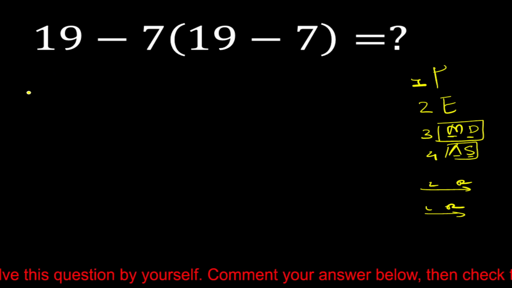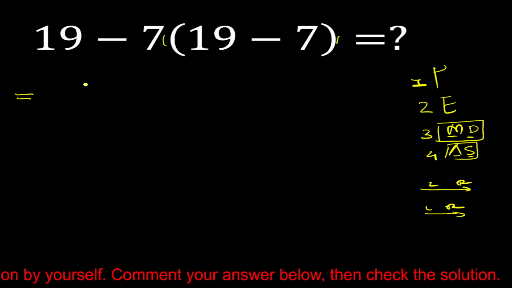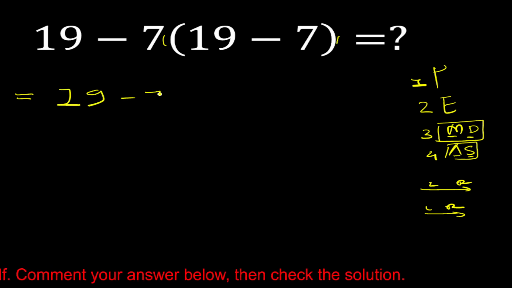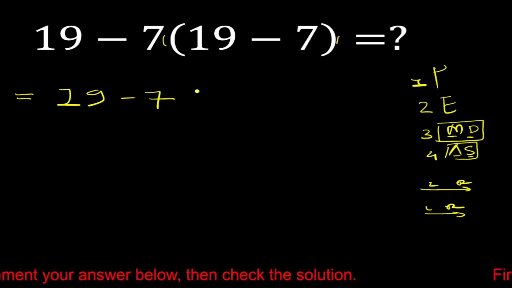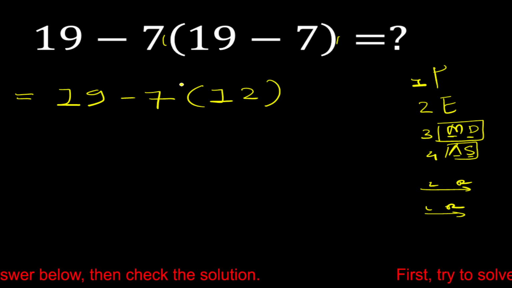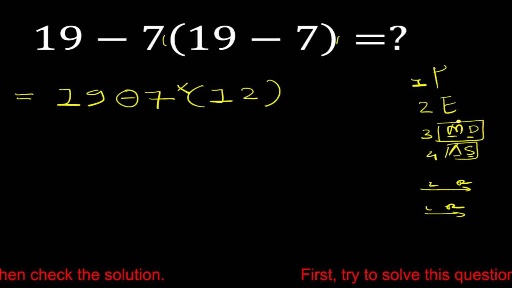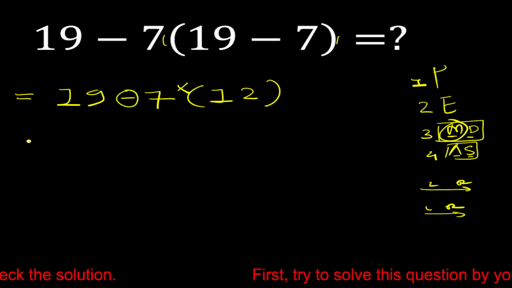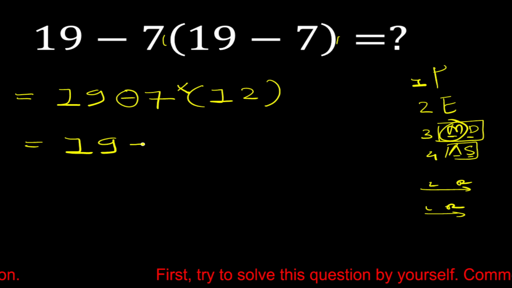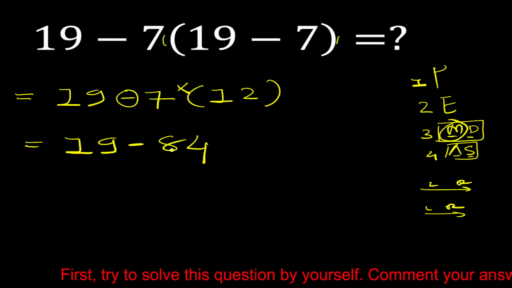Okay, so first we have to solve this parentheses. Okay, so 19 minus 7. Now solve this parenthesis. 19 minus 7 is equal to 12. Okay. Now here is multiplication and here is subtraction. So according to PEMDAS, first priority is multiplication. Okay. So 19 minus, now 7 multiplied by 12 is equal to 84. Okay.